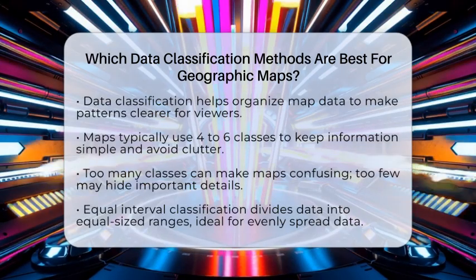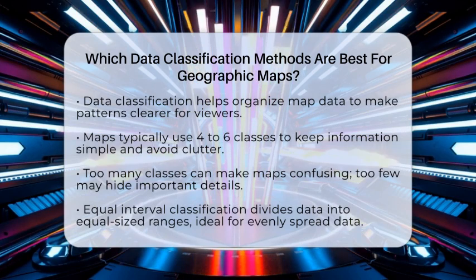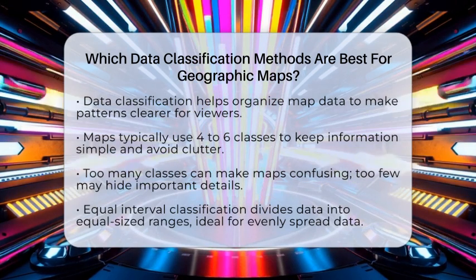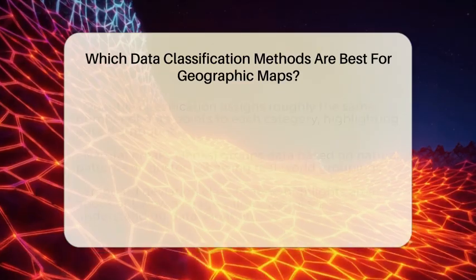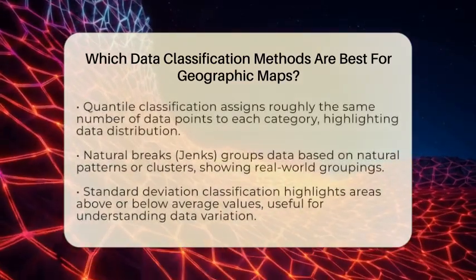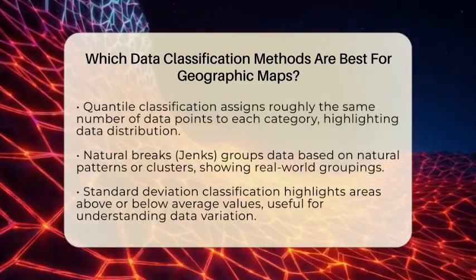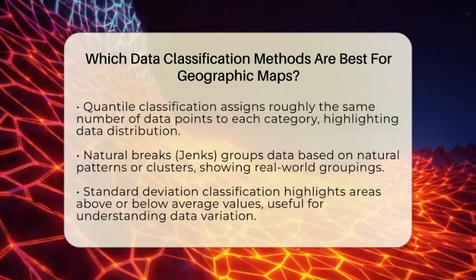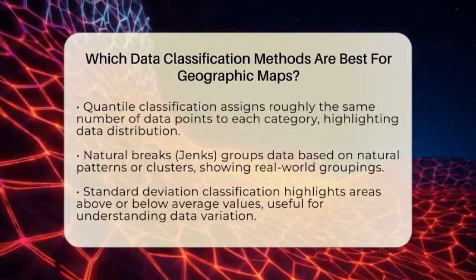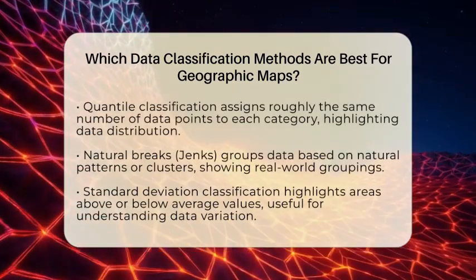One common method is equal interval classification. It divides the data range into equal parts. For example, if rainfall in a region ranges from 0 to 100 inches, each class might cover 25 inches. This method is easy to understand because each class is the same size. It works well when data is evenly spread out across the map. It is perfect for beginners and students because it makes the map look neat and consistent.